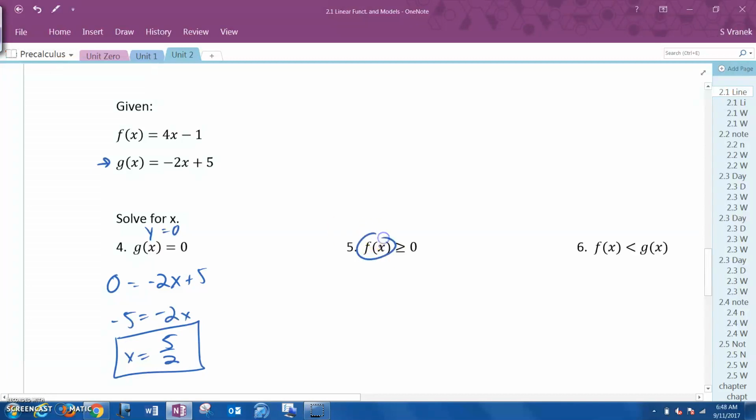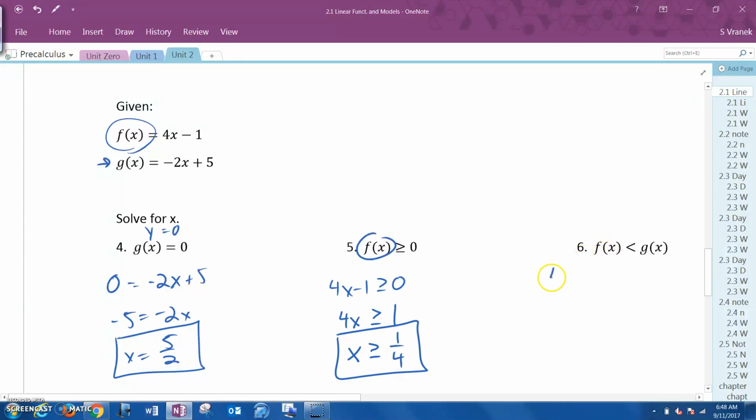Where you see f of x, you put f of x. So 4x minus 1 is greater than or equal to 0. Move the 1 over by adding. You get 4x is greater than or equal to 1. Remember, with inequalities, you have to make sure that you're not dividing by a negative. If you were, you'd have to flip the symbol. But since we did not, we are good with x being greater than or equal to 1/4.